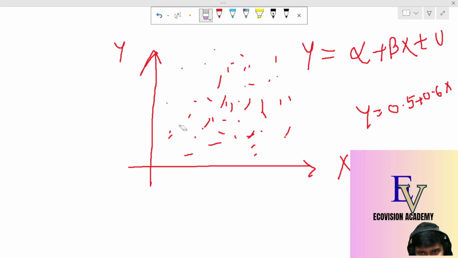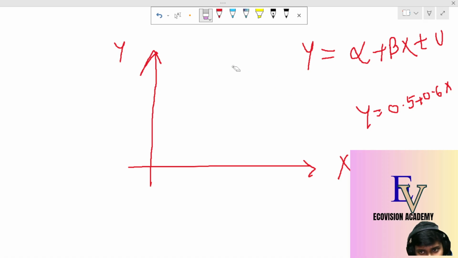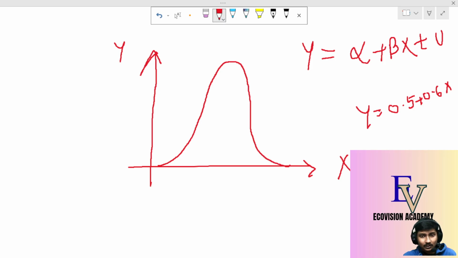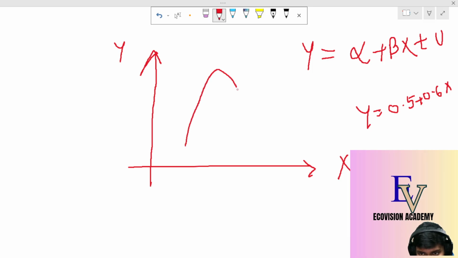Non-linear means, suppose, has anyone heard about the Kuznets environmental curve or the Kuznets inequality curve? Yes, sir. In your UG days you have heard about the Kuznets curve. How was that curve looking? The curve was looking like this, an inverted U shape. I am drawing it like a bell shape, but it was an inverted U shape. What does that mean? That means when x increases, y also increases, it reaches an optimum maximum point, and after that, as x increases, y decreases. This is the basic explanation.